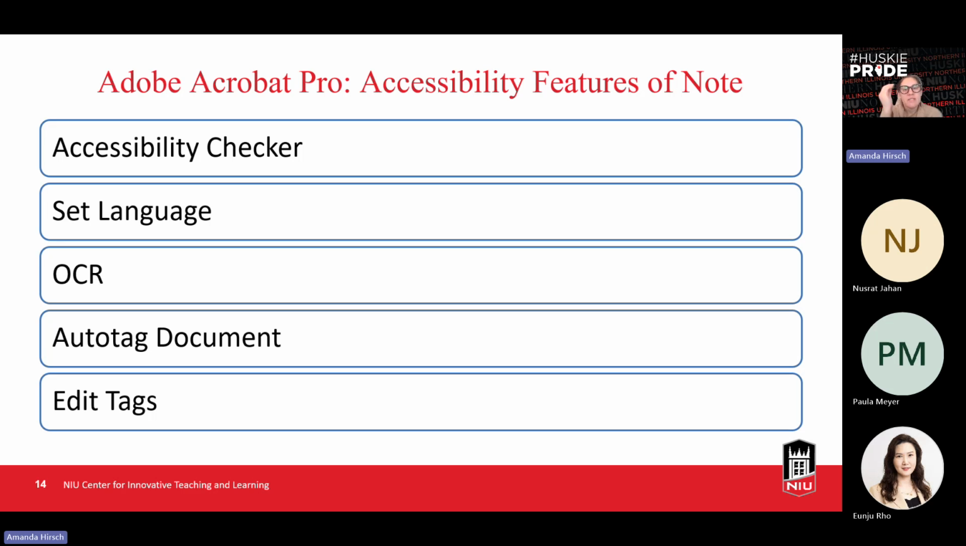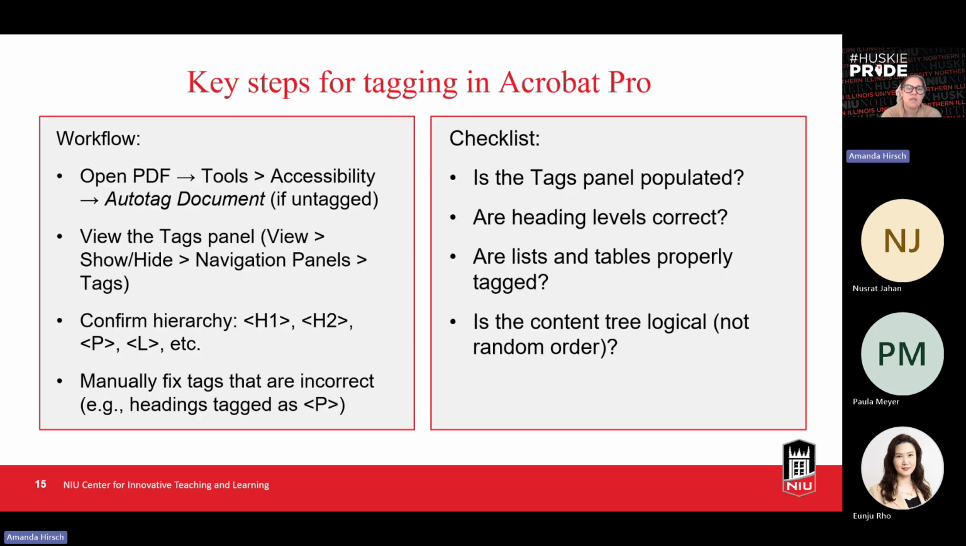So some accessibility features of note in Adobe Acrobat Pro, they have an accessibility checker. You can set language, you can OCR, you can auto tag documents. Auto tagging, you know, it's a start, but you're going to need to go in there and check and edit those tags too and make sure that they're correct.